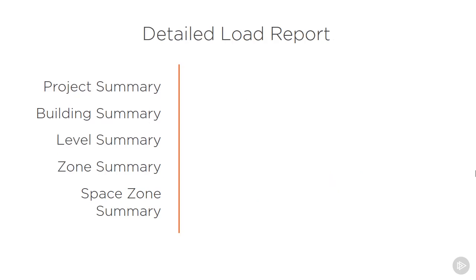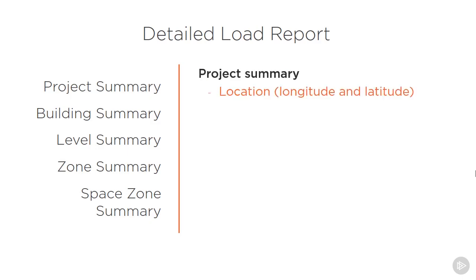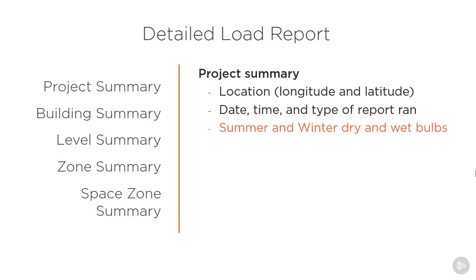And then the final report we ran, which was your detailed load report. This adds a 5th summary to your report. You still have the same 4 as before, your project summary, your building summary, your zone summary, and your space zone summary. But in the detailed load report, it adds a level summary to it. The project summary is the same in the detailed report as in the standard and the simple report. It'll give you the location, the date, time, and type of report that was run, and your summer and winter dry and wet bulbs. The building summary, again, identical to the other 2 reports.